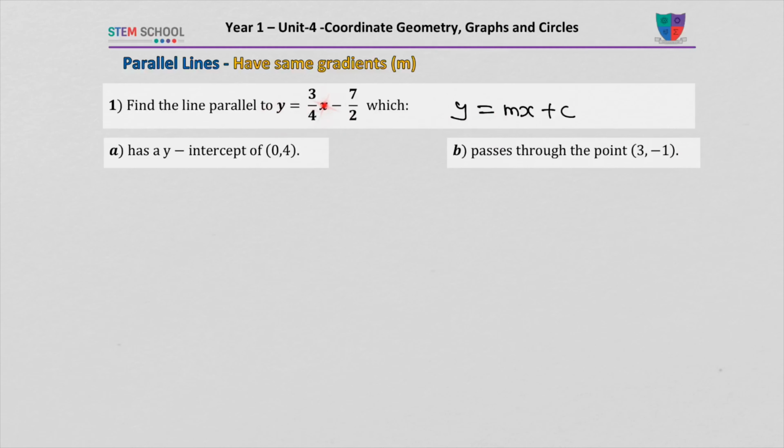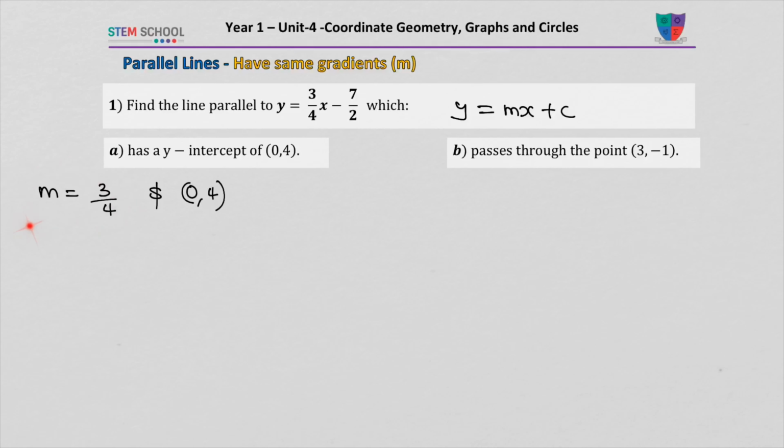If I compare this graph with this one, you can see the m is 3 over 4, and the c here is minus 7 over 2. But the most important thing here is that they are parallel. This line is parallel to this one, and this line is parallel to that. So we're going to have two different lines now, two different equations. So altogether there are 3 lines, but they're all parallel, and they have the same gradient.